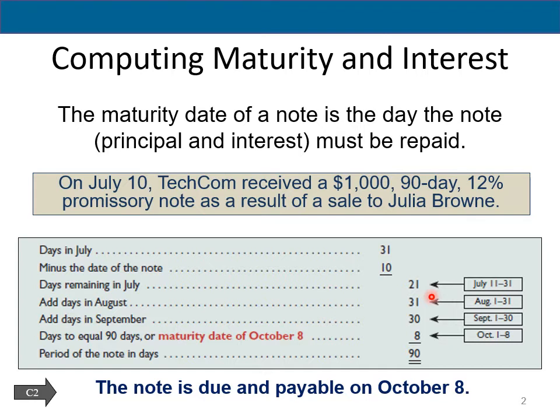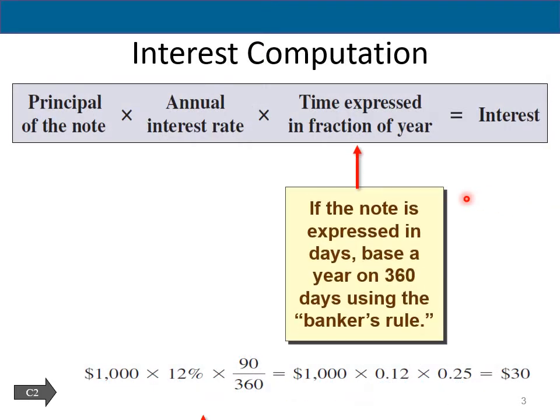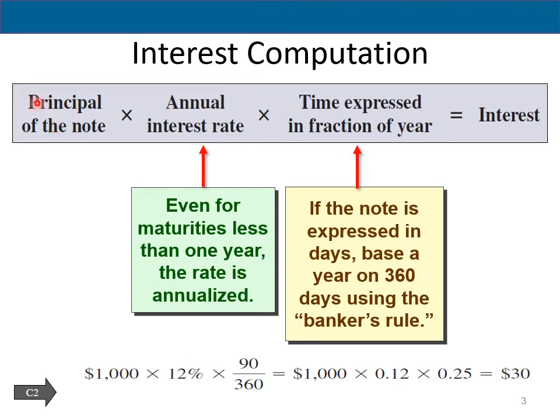Typically, we won't be needing to compute those. The maturity date is typically given in the problem. So our job would be primarily to compute interest, and this is our formula for doing that. The principal, the face amount on the note, times the annual rate, times time expressed as a fraction of a year, and we use the banker's year, so 360 days as opposed to 365.